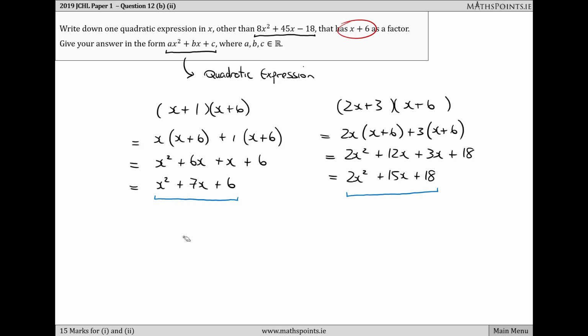It was even possible that the first factor could have just been x. So had I multiplied x by x plus 6, so x plus 6 is still one of the factors, the other factor is x to make sure that I get an x squared and make a quadratic. I can multiply this out. X by x is x squared, and x by 6 is 6x. Now, this is still a quadratic expression, and it is in the form ax squared plus bx plus c.